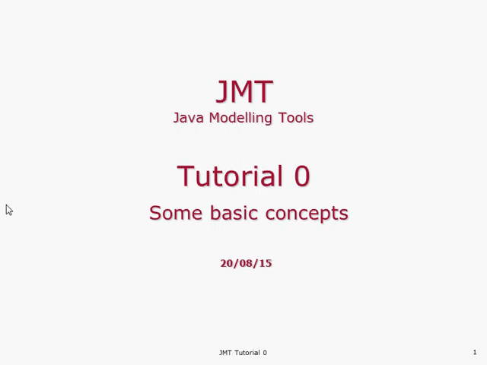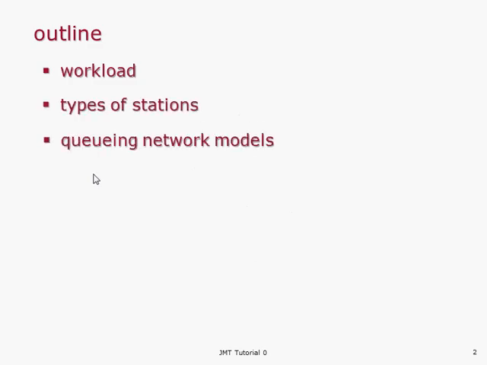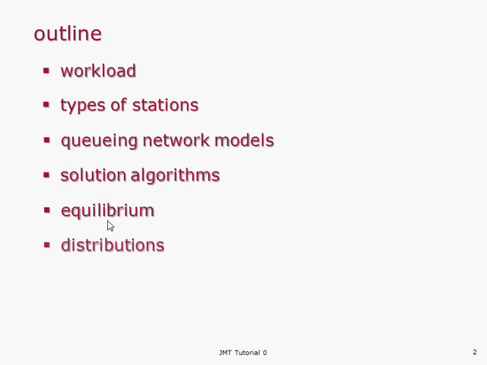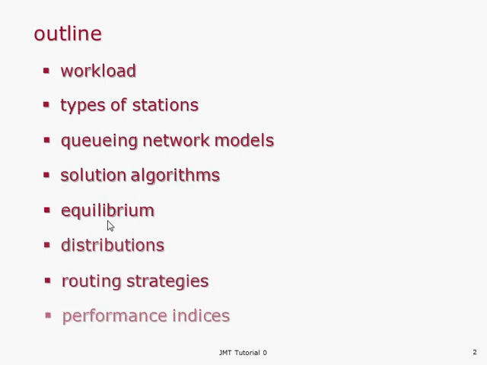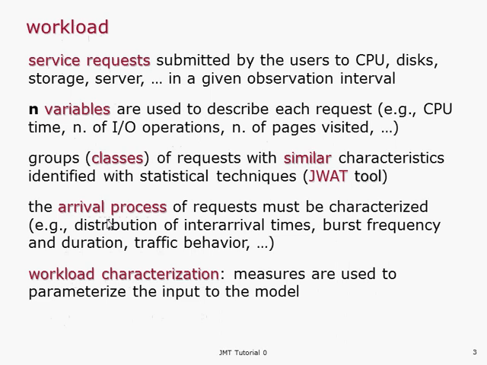Indeed, we will make a brief introduction to some important assumptions that must be met to create reliable models based on QE networks, and we will analyze some important parameters that are used in the models. The topics that will be briefly analyzed are the workload, the types of stations used, the QE models, different types, the solution algorithms, the equilibrium concepts, the distributions parameter, the routing strategies parameter, and the performance indices.